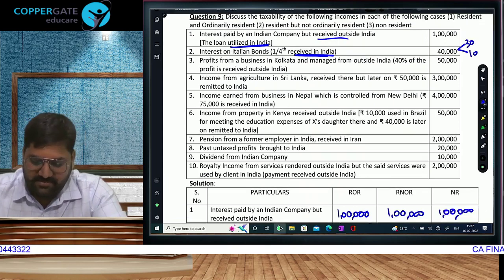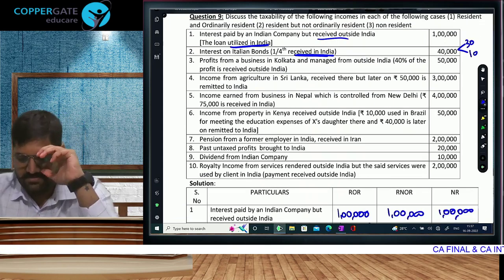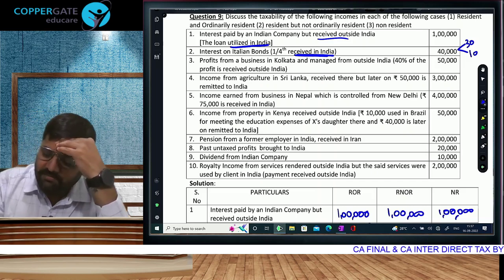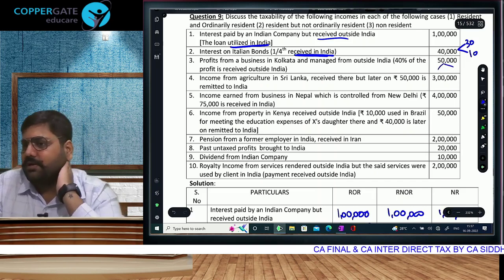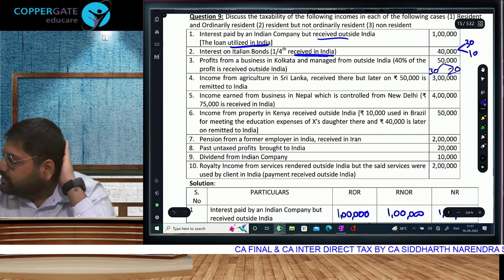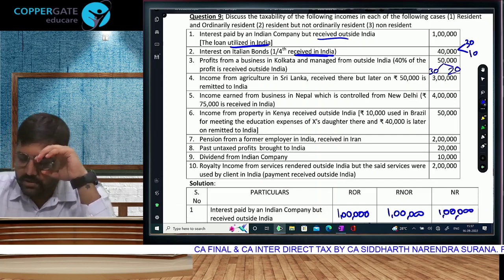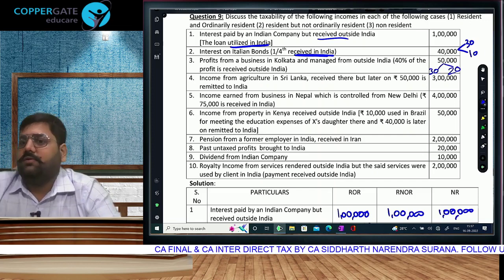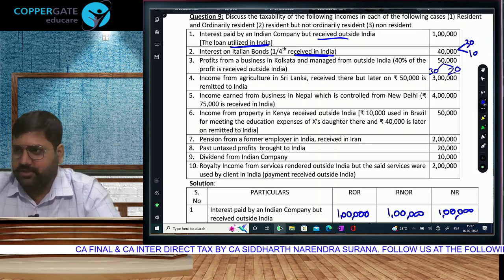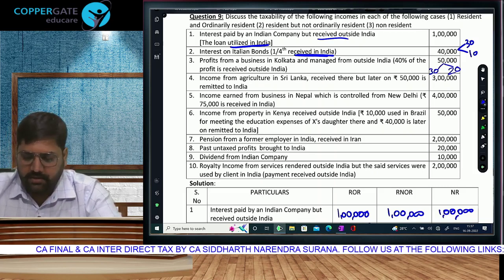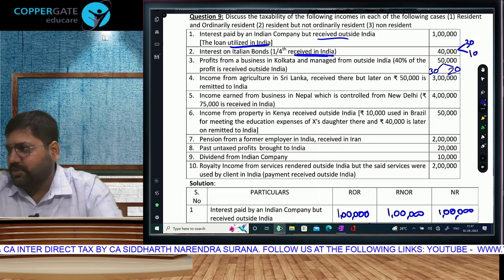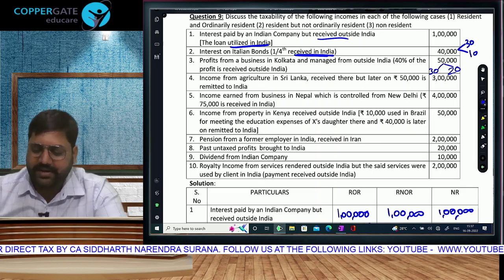Profits from a business in Kolkata and managed from outside India, 40% of the profit is received outside India. मतलब once again 60-40 का ब्रेकअप होगा. 60% is 30,000, 40% is 20,000. We can discuss about them individually also. 40 is received outside India. 30,000 is to confirm. Okay. Because if 40 is received outside India, that means 60 is received in India. So 30 तो confirm हो गया for all the 3 columns. 20 का discuss करते हैं.